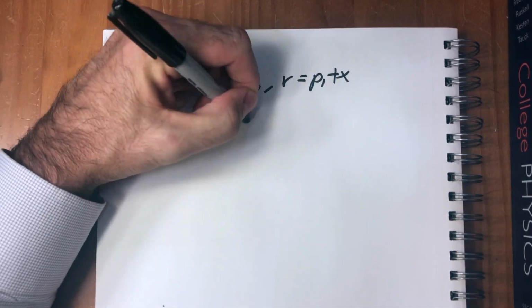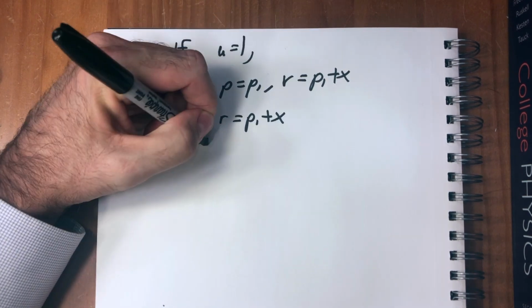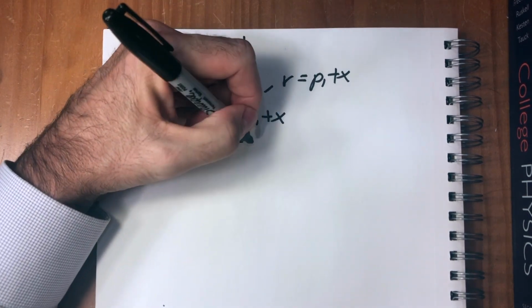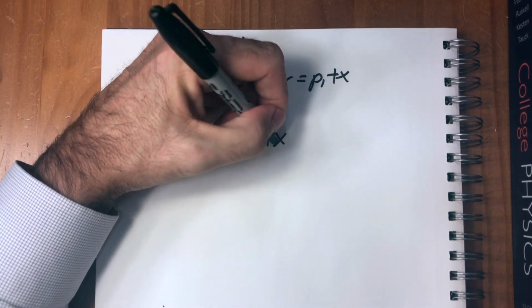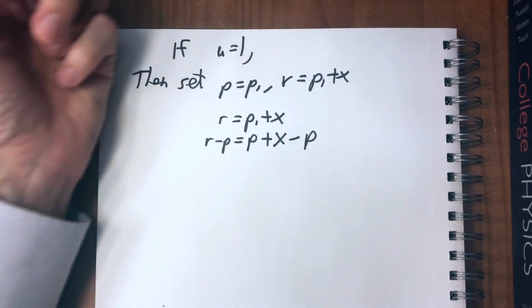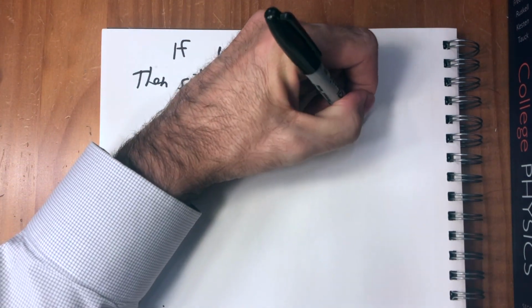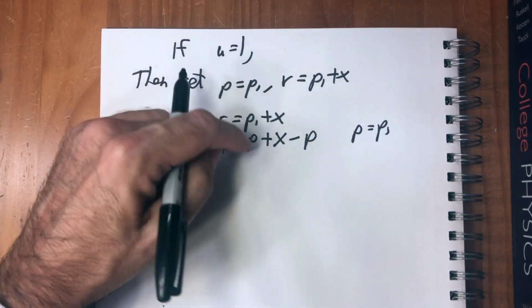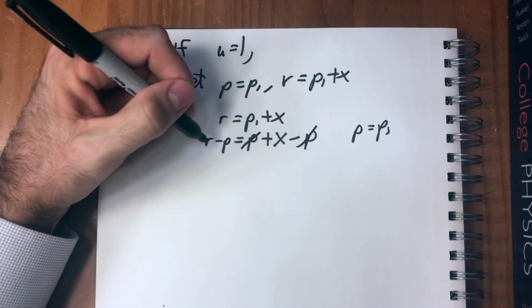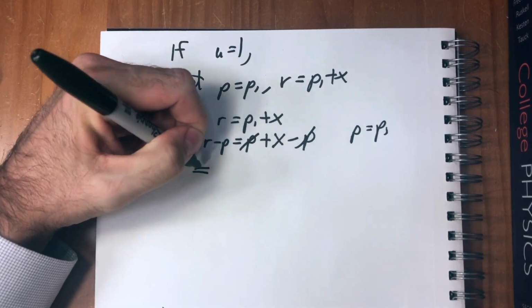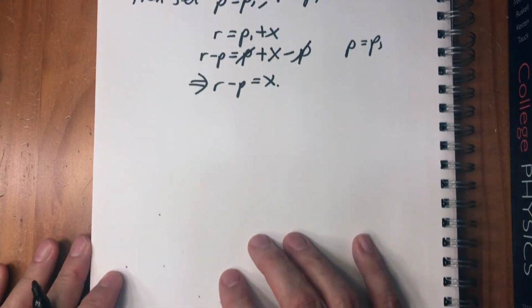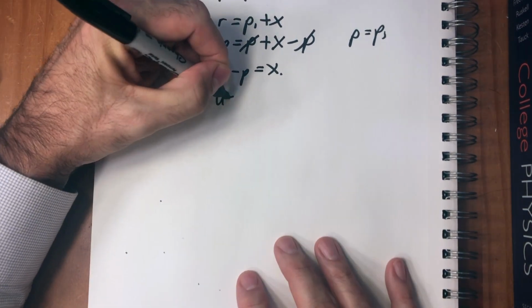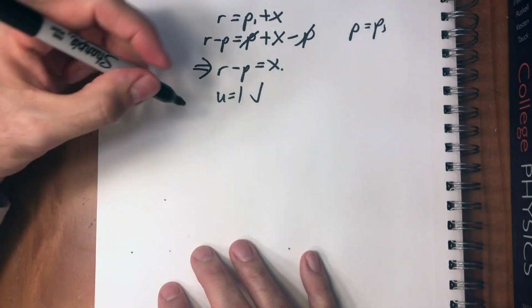So I'll just show that. r equals p1 plus x, and then subtract p from both sides. And p1 is the same as p, so I'm just going to change this to p, because p equals p1. So I can rewrite this as that. These cancel, and we have that r minus p equals x. Okay? So that was easy. So u equals 1 is easy.